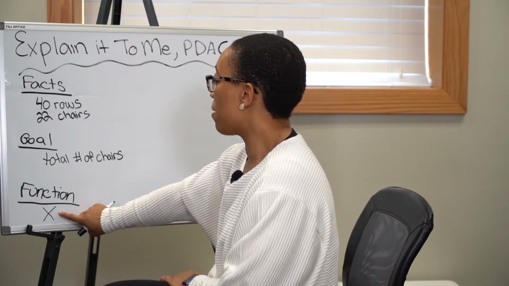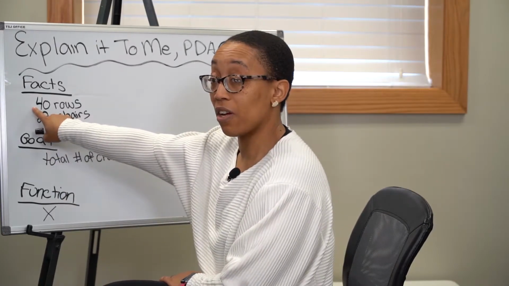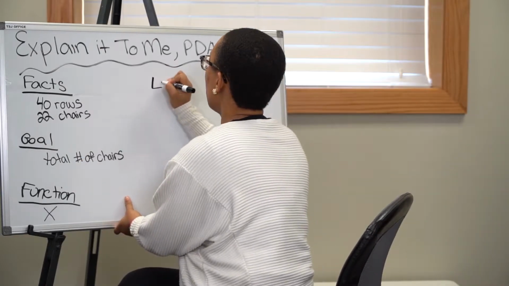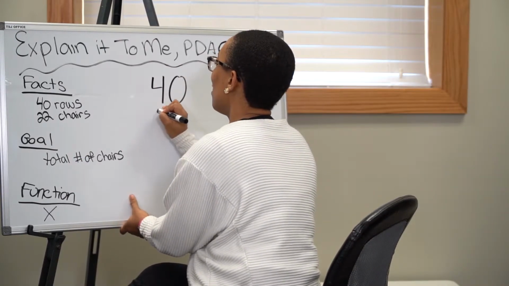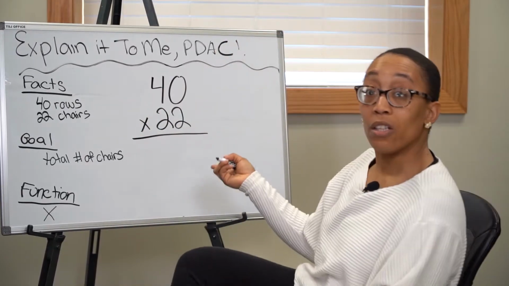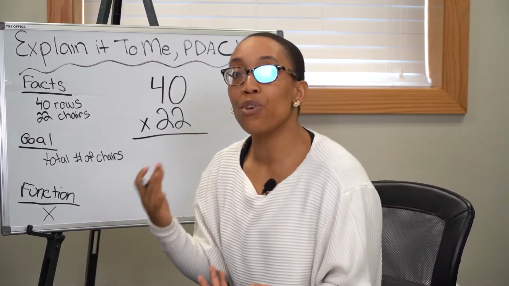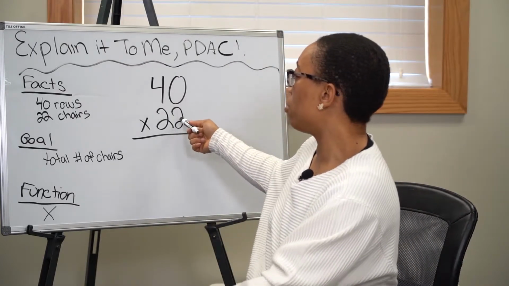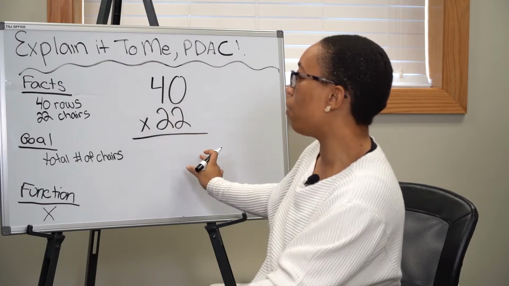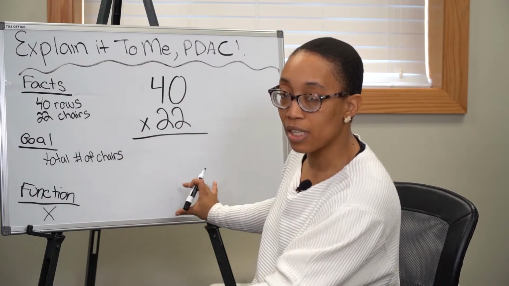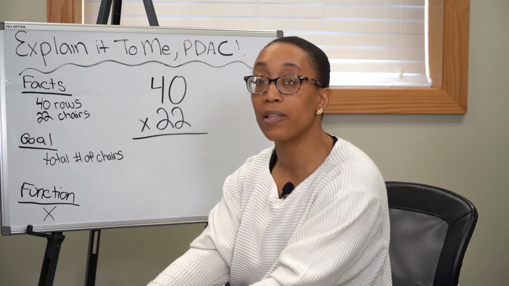So since we know that we're doing multiplication and we know that these are the facts, we need to figure this out. So then our problem becomes 40 times 22. Now, you're looking at this problem. If you were taught the old school way, you would just do 2 times 0, 2 times 4, hold the space, 2 times 0, 2 times 4, add those numbers, and then you get the answer. You absolutely could do it that way.